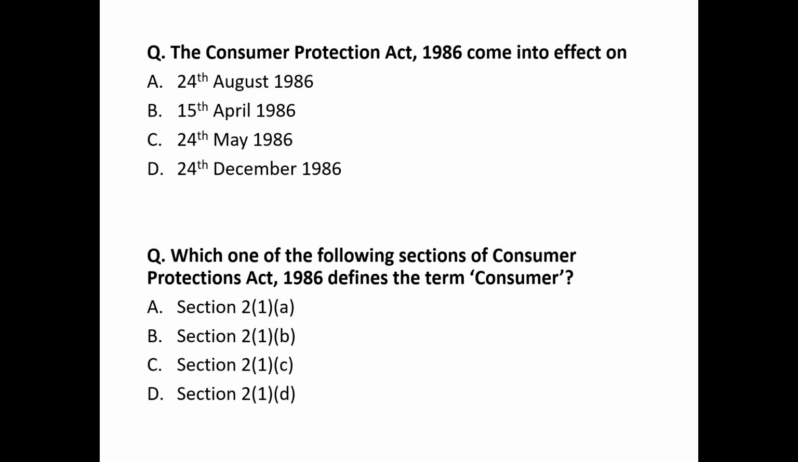Next question. The Consumer Protection Act 1986 came into effect on 15th April 1986. Although this Act has been repealed and a new Act came in 2019. Next question. Which one of the following sections of Consumer Protection Act 1986 defines the term consumer? It's option D, Section 21D. Although this Act has been repealed, according to the 2019 Act, Section 2(7) defines the consumer. Next question.